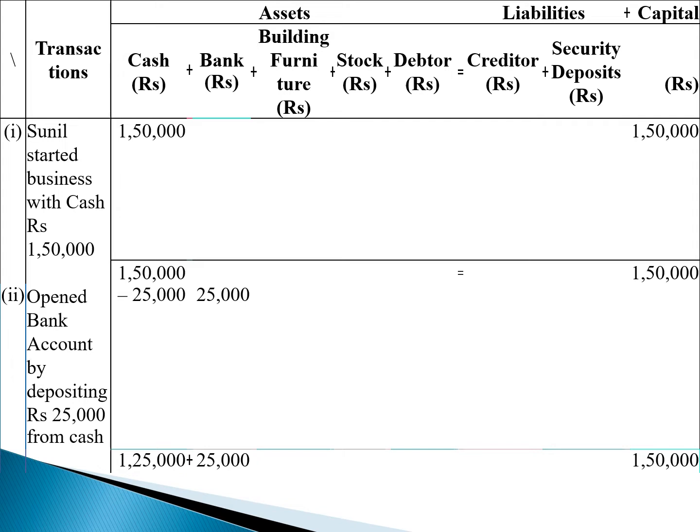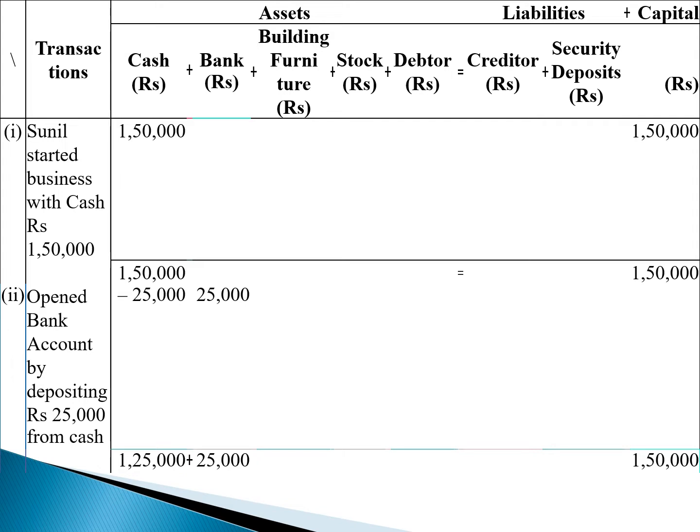The next transaction is open bank account by depositing 25,000 from cash. So 25,000 should be reduced from cash and 25,000 should be added in bank. Both are happening in the same side, that is under the asset side. When you add the amounts given in the asset side, you will get the amount which is equal to the capital.